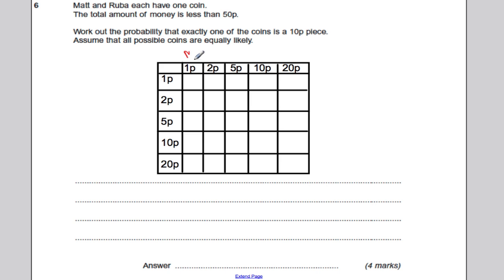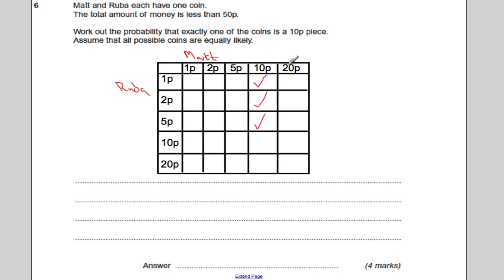Suppose this is Matt up here. These are the coins he could have. And this is Ruba over here. Let's just tick off which combinations they could have. Well, if Ruba has 1p and he has 10p, that's fine. That's less than 50p. We could also have this one, 2p and 10p, that's fine. 5p and 10p, that works.